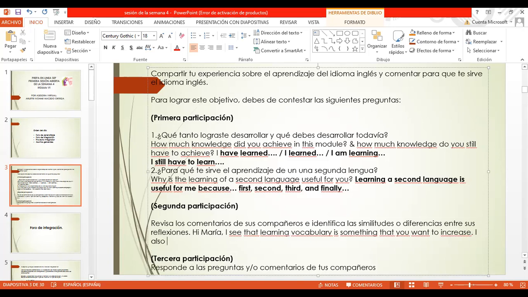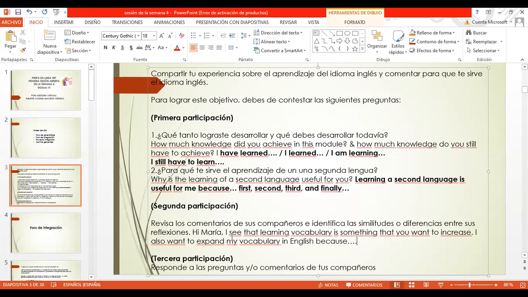I also, tú puedes decir, yo también, I also want to expand my English or my vocabulary in English. My vocabulary in English, because, y ya puedes dar una razón, because.